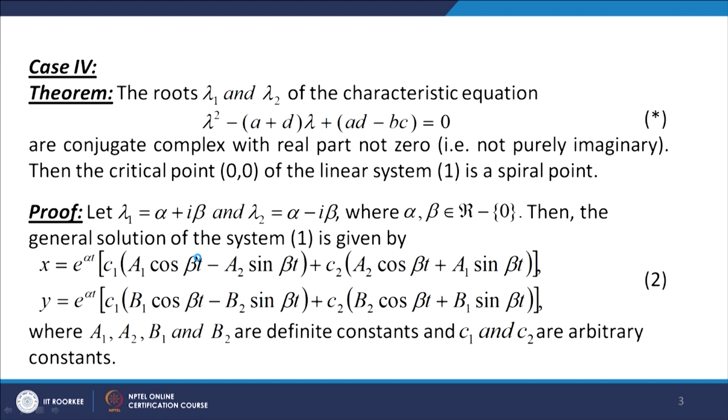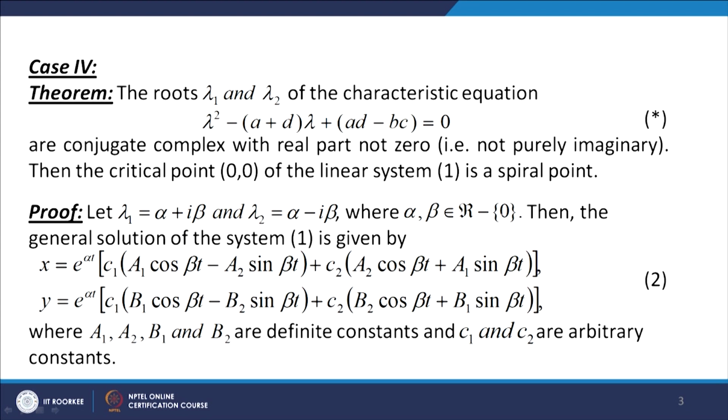That means the roots are not purely imaginary. So let us consider this case. Here we shall see that the critical point 0 0 of the linear system is a spiral point. So let us see how we get this situation. Suppose lambda 1 is equal to alpha plus i beta and lambda 2 is equal to alpha minus i beta, where alpha and beta are both non-zero real numbers, that is alpha, beta belong to R minus singleton set 0.